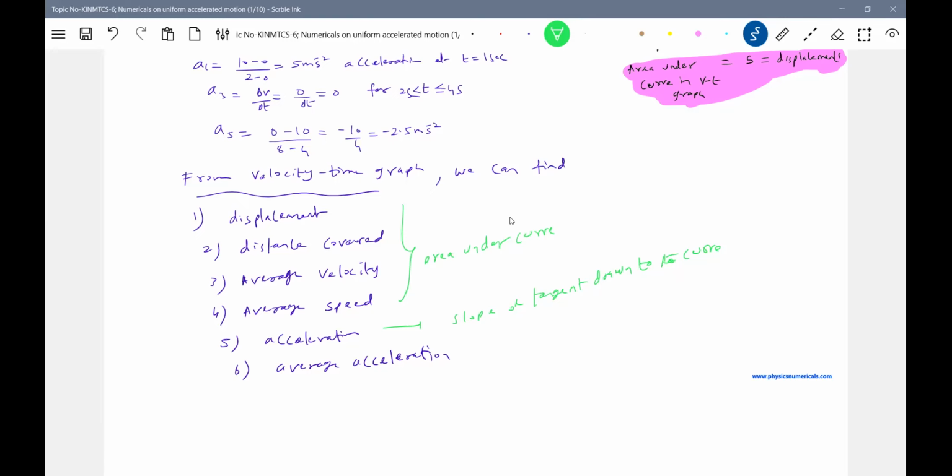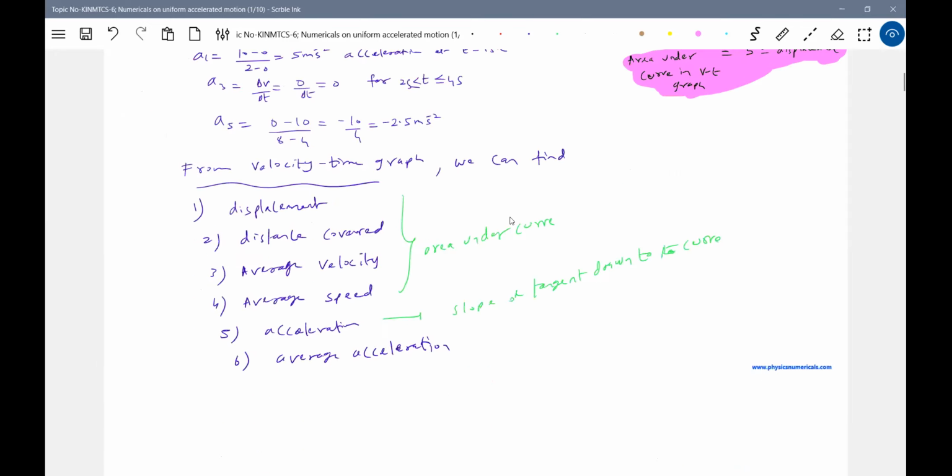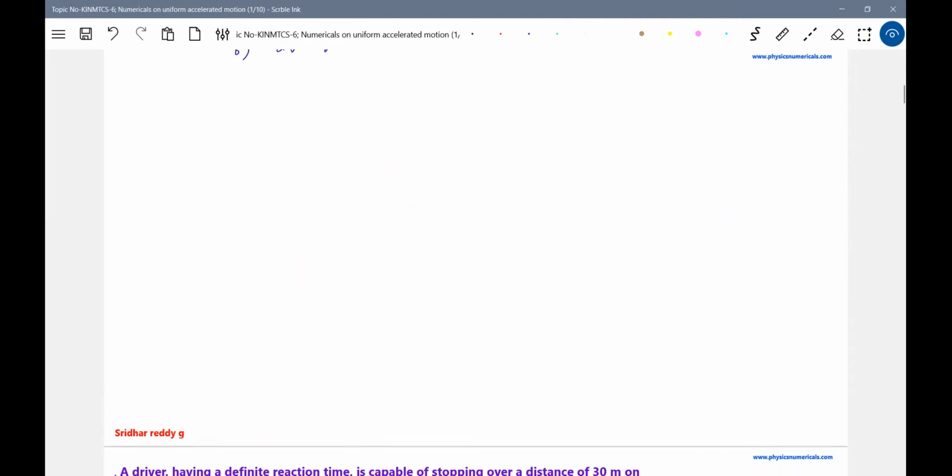So graphs are very, very important in kinematics, because rather than explaining it, I'll just draw a graph. Now you see how physically this motion occurs. Your speed is increasing. If speed increases, then it should be accelerated motion. Speed constant, uniform motion. Then speed decreases, so it's a retarding motion. So altogether, how does this motion occur? We'll take the next plotting of graphs.